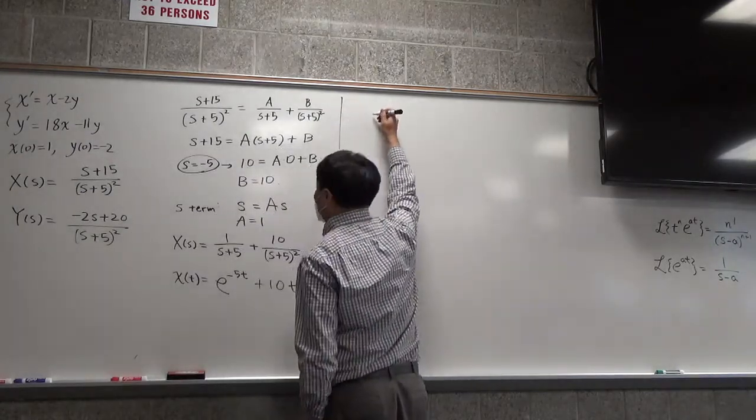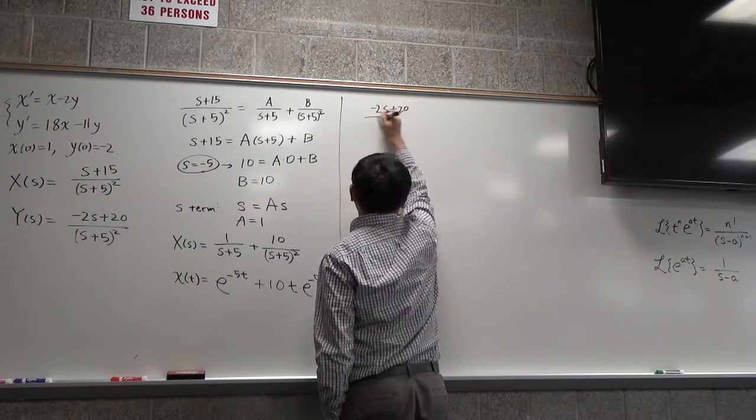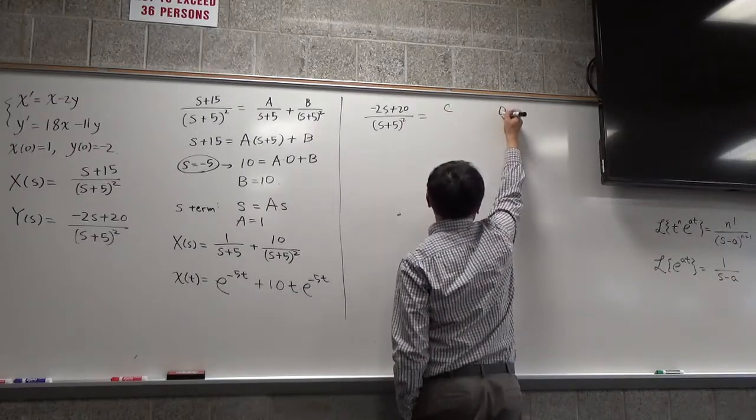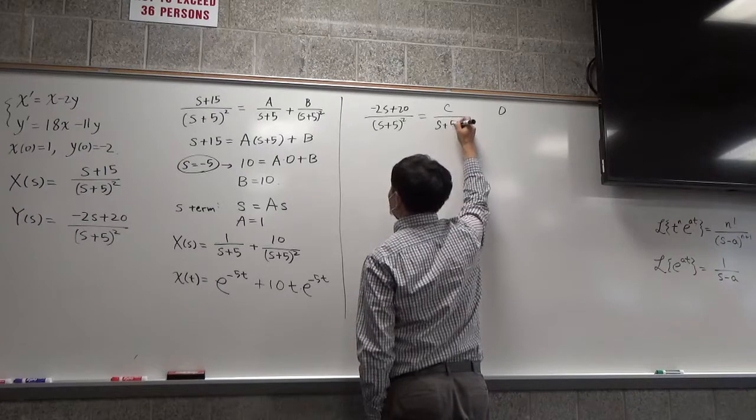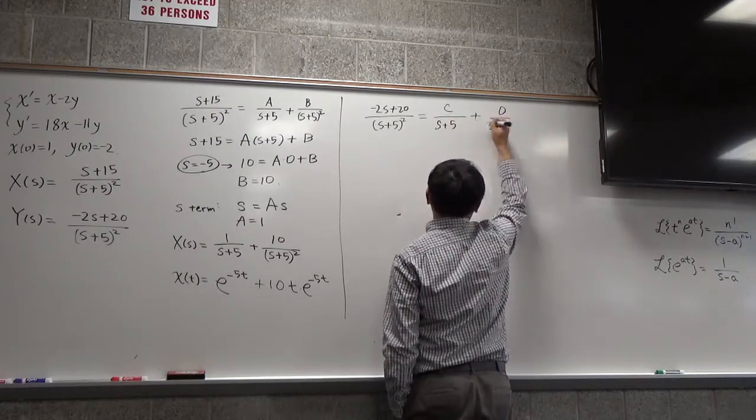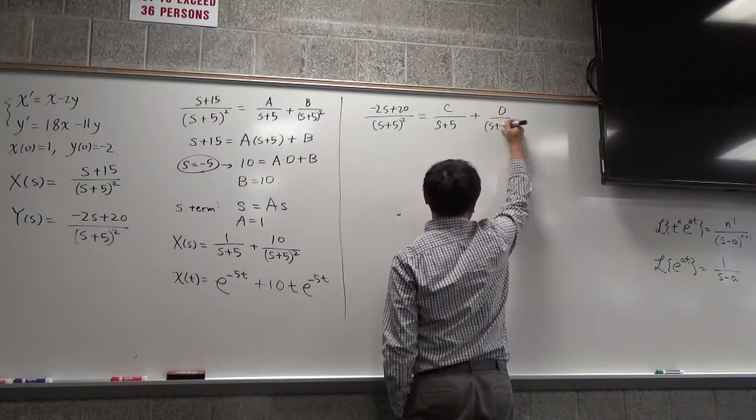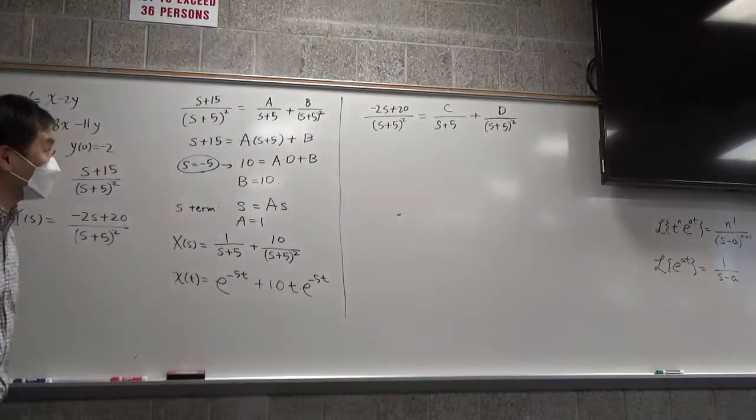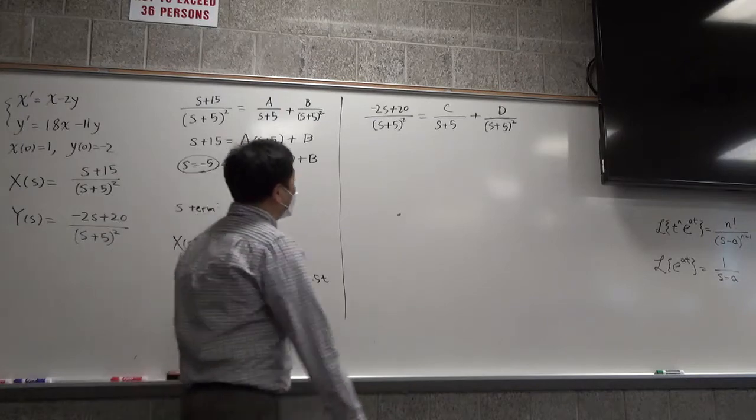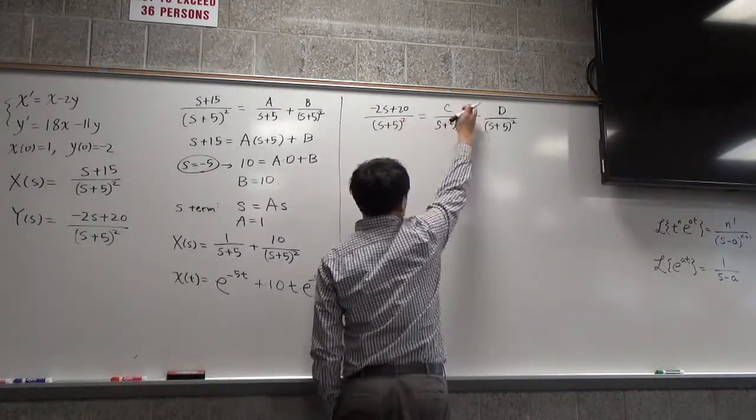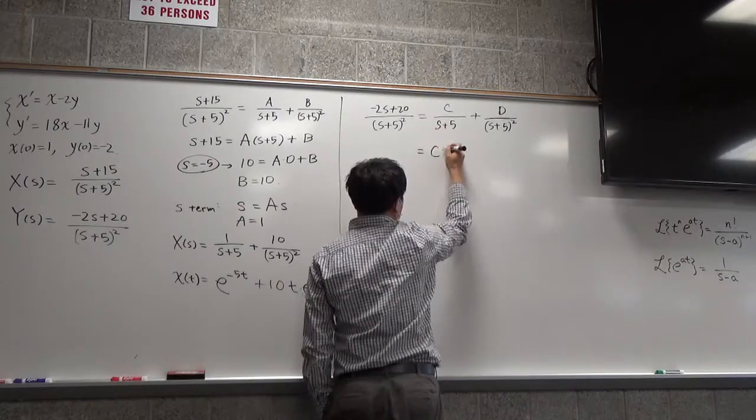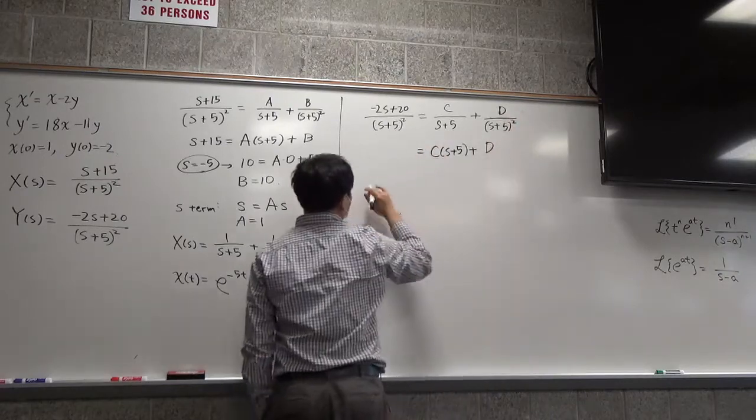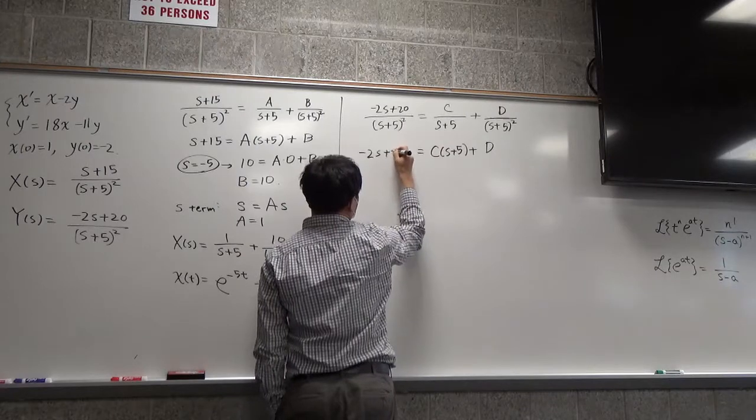So let's write down negative 2s plus 20 over s plus 5 squared. And let me call these c and d. Or I could still call them s plus a over s plus 5. I don't think many of you will get confused. But just in case, I'll call it c and d so that you don't get confused with the previous a and b. Multiply this to the other side, this squared, and then canceling s plus 5 gives you c times s plus 5. This time this will cancel the denominator, you just get d. And you have negative 2s plus 20.